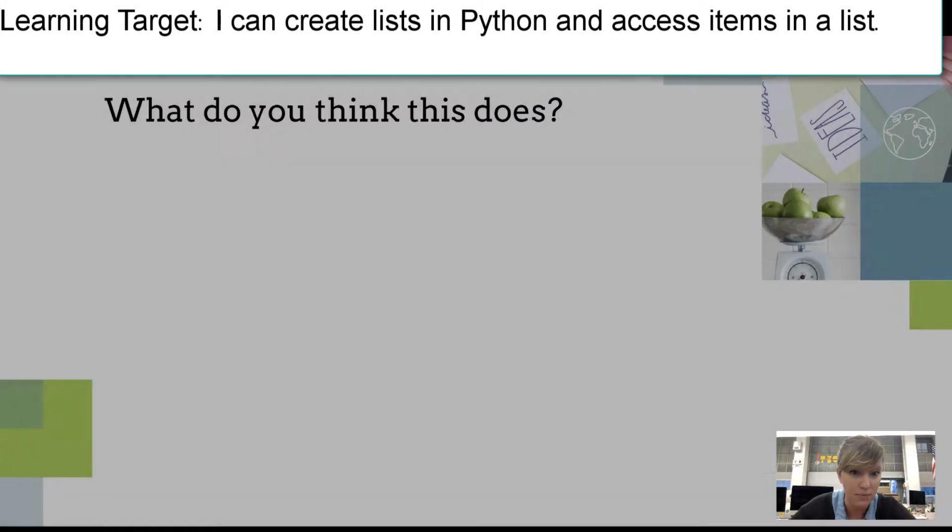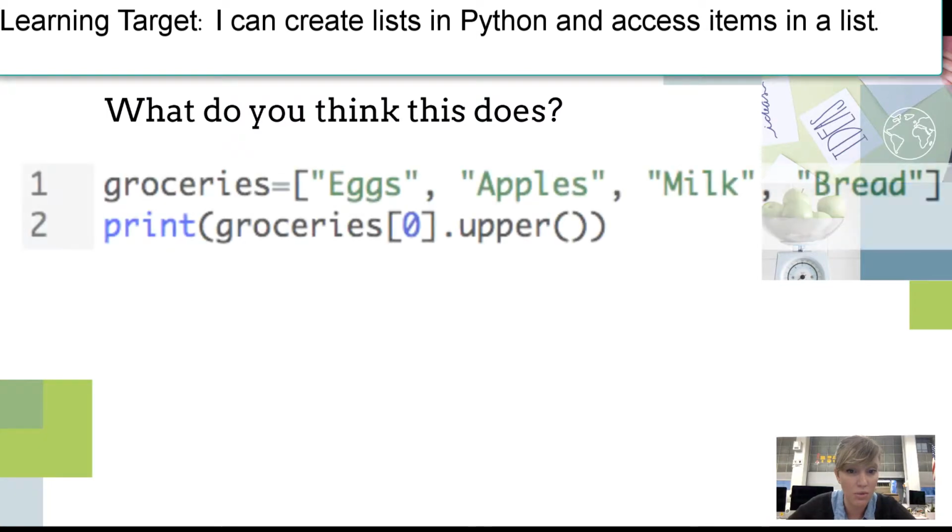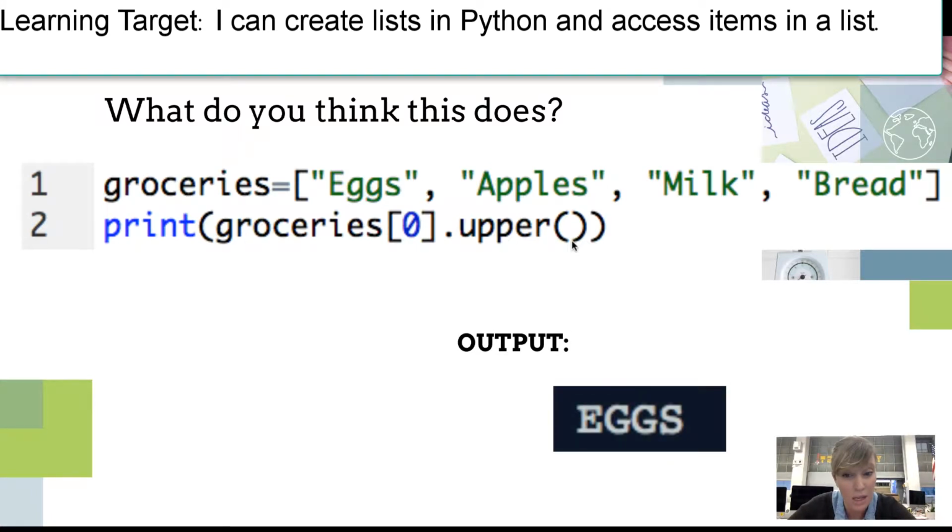So the question here is, what do you think this does? If I say groceries, index value 0, but then I add the upper method with the open and closed parentheses that go along with that method. If you said that it would print out eggs in uppercase, then you are correct. So notice you can attach this method to this single object here, which is everything that's in the index value 0 position of this list.